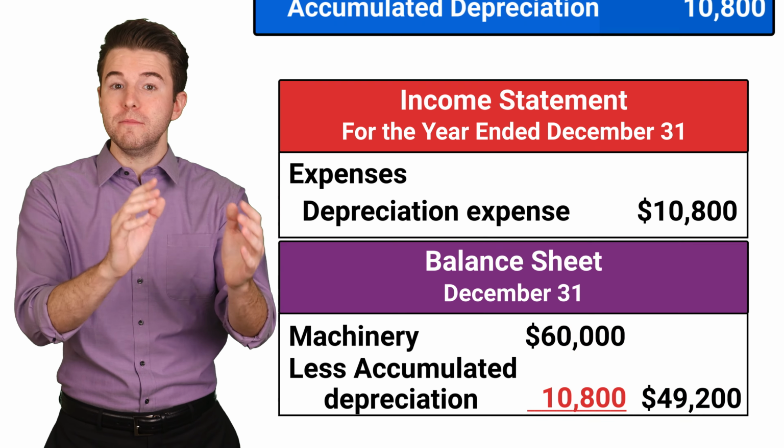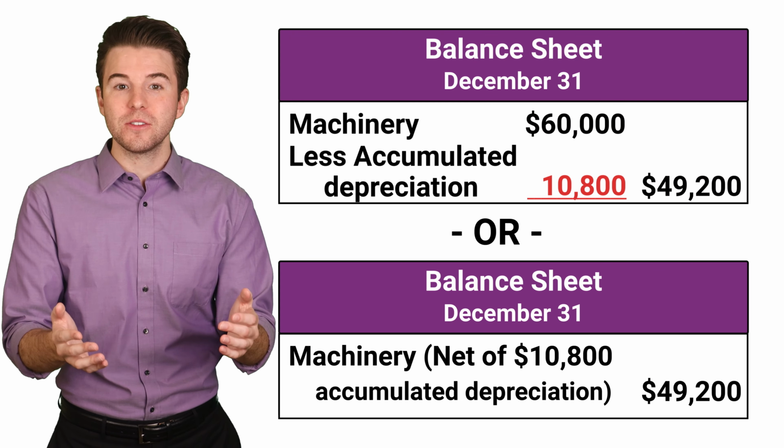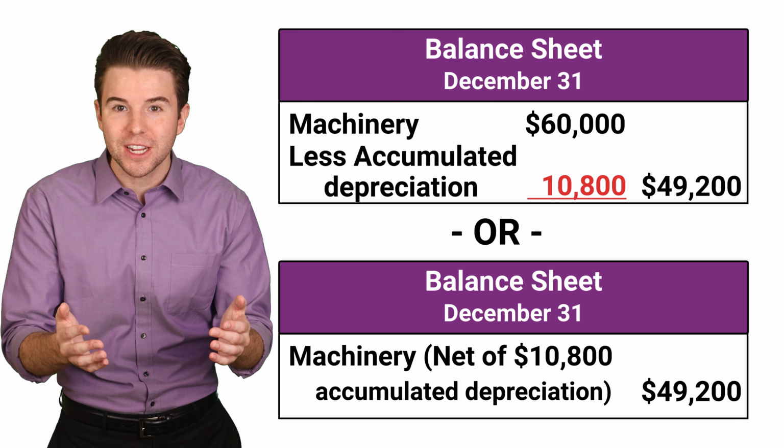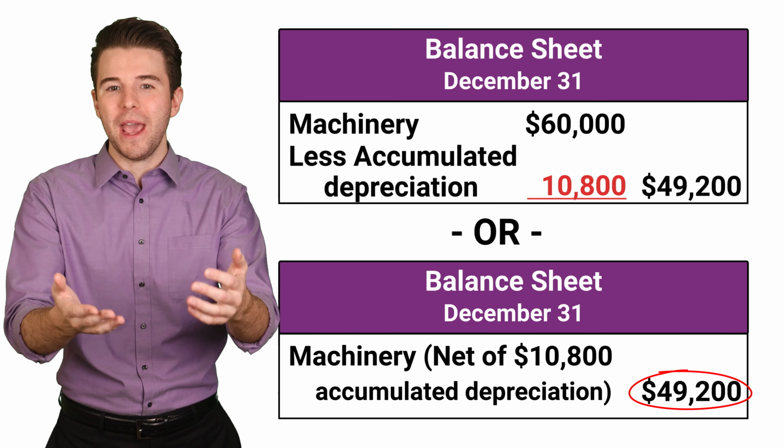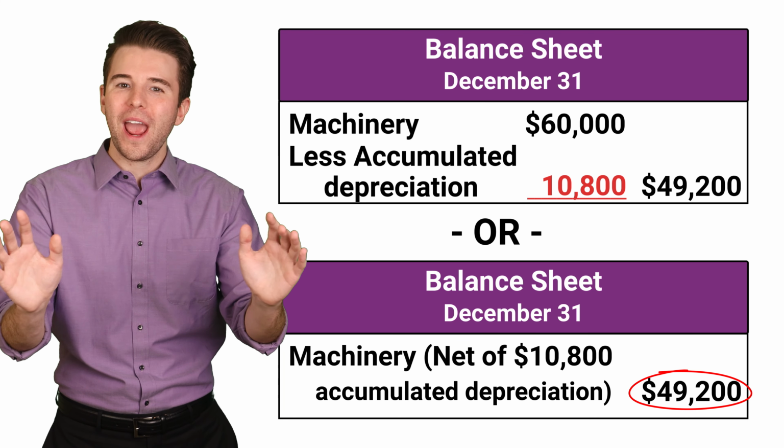Alternatively, we could report machinery net of $10,800 accumulated depreciation as $49,200 on the balance sheet. Either way is fine.